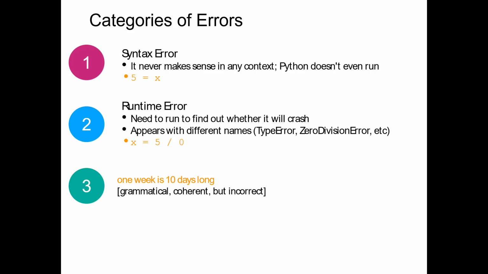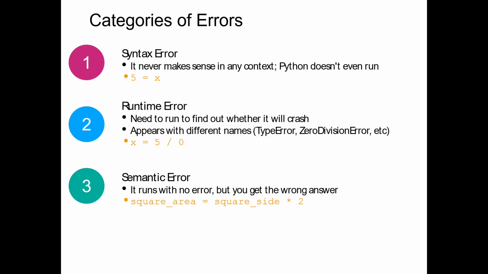And finally, here's another example. One week is 10 days long. We go to a grammar expert, they're going to say, sure, I got a subject, a verb, I've got nouns here, 10 days long. It's all good, but it's not actually right. If you go and ask someone who's completed first grade, they're going to tell you there are 7 days in a week, not 10. So this one is known as a semantic error. It runs without an error, but you don't get the answer you expect.